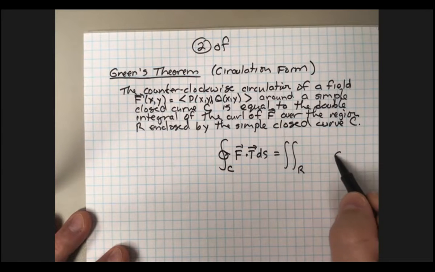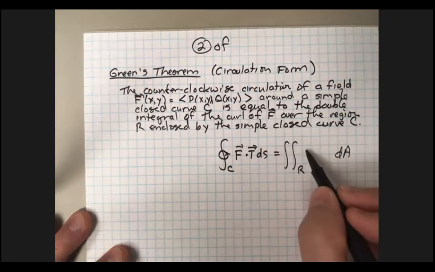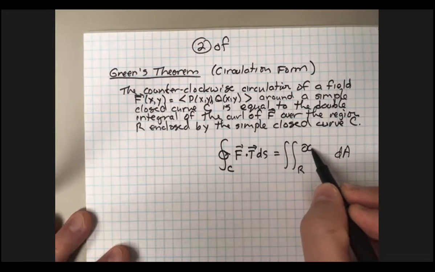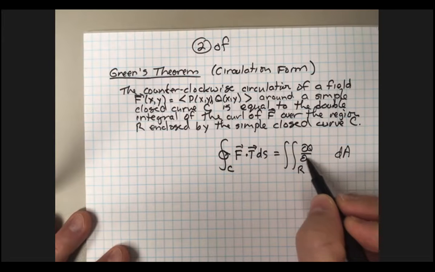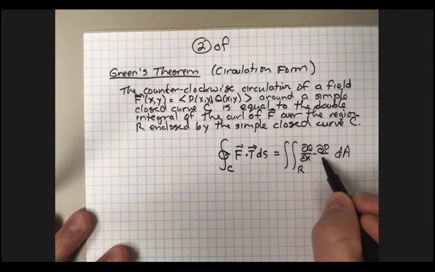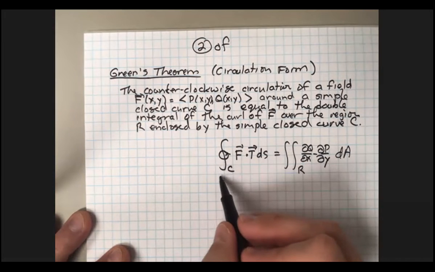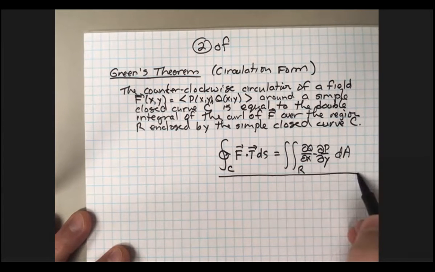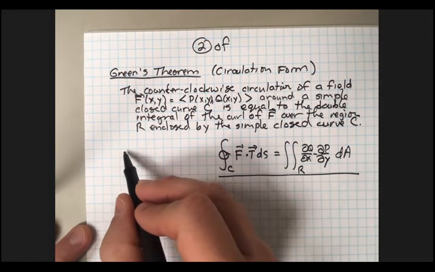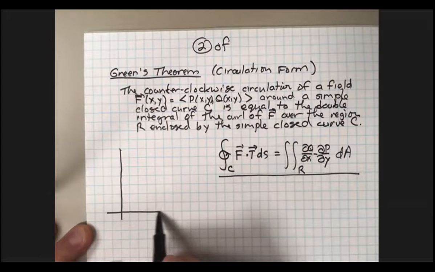The double integral of what? Well, double integral refers to area. The curl of F. The curl of F is this quantity, partial Q partial X minus partial P partial Y. This is called Green's theorem, circulation form. This is written symbolically. Let's draw a picture to represent it. And then we're going to go to our handout.